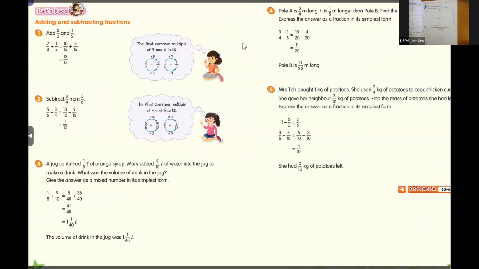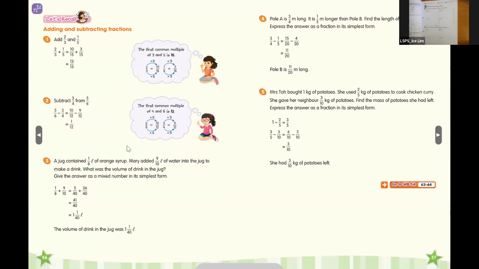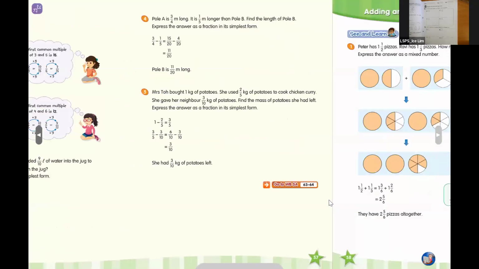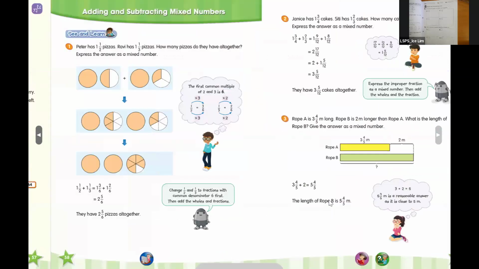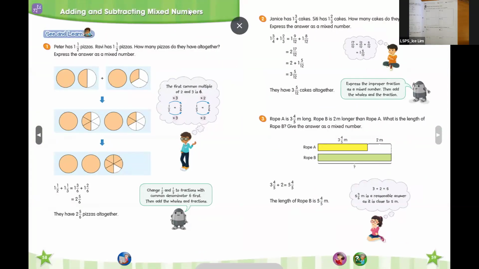So this is your textbook page. This part will be tested on your Friday test because it's a recall segment. Whereas the next segment, you look at your textbook, the following page, pages 58 and 59. This one is adding and subtracting mixed numbers. This one is more complicated because it involves whole numbers as well as fractional parts. So this part is not in your test on Friday. But we are also going to touch on this today. It's in the same worksheet.